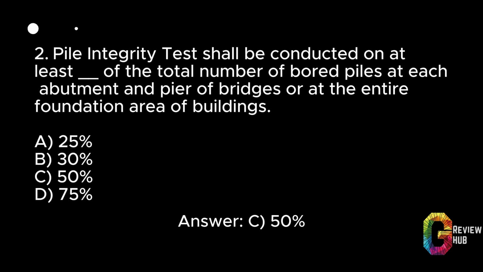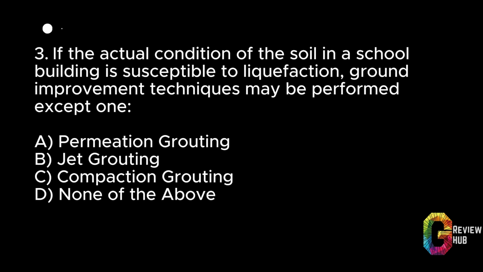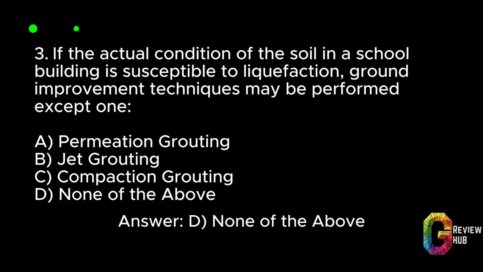3. If the actual condition of the soil in a school building is susceptible to liquefaction, ground improvement techniques may be performed except: A. Permeation grouting. B. Jet grouting. C. Compaction grouting. D. None of the above. Answer: D. None of the above.